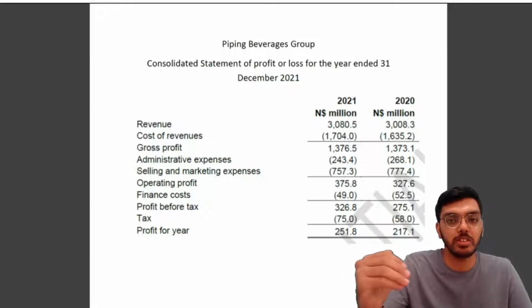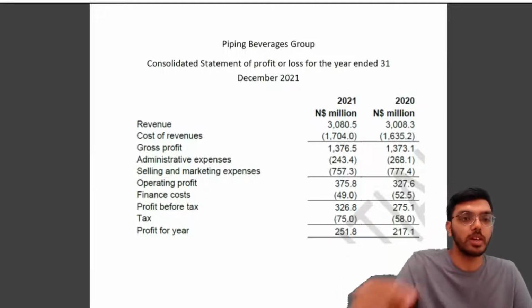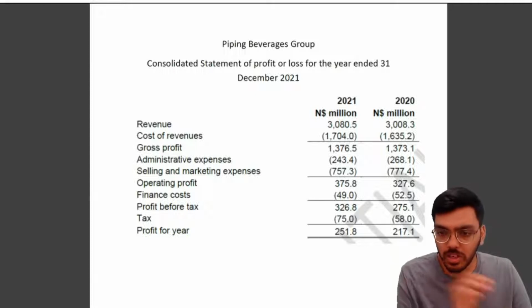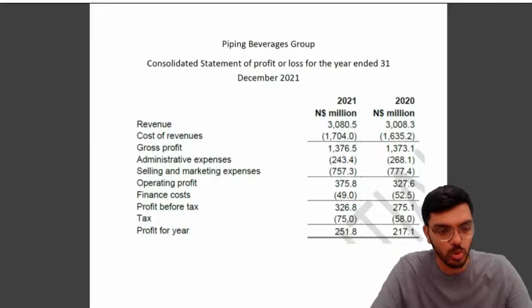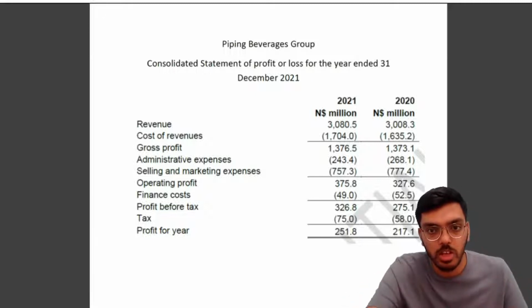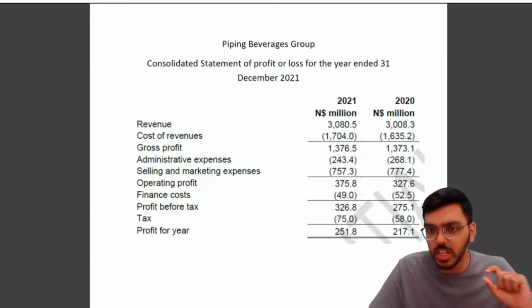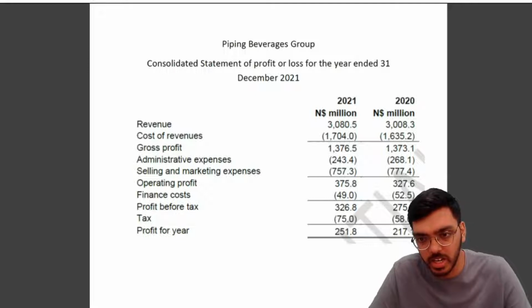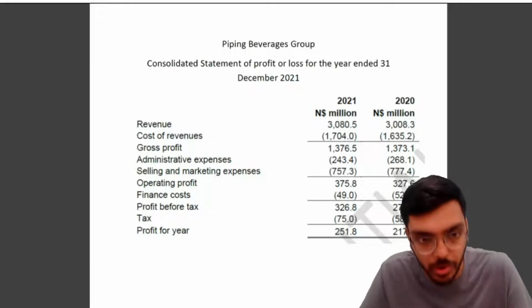So everything that is mentioned is in millions. Remember that. So firstly, the revenue in 2020 was 3008. We look at the absolute numbers, keep the million on the side to avoid any confusion. So revenue was 3008, it became 3080. It went up, but by a very small percent, we can say that. So company has generated more revenue, but not significantly more.